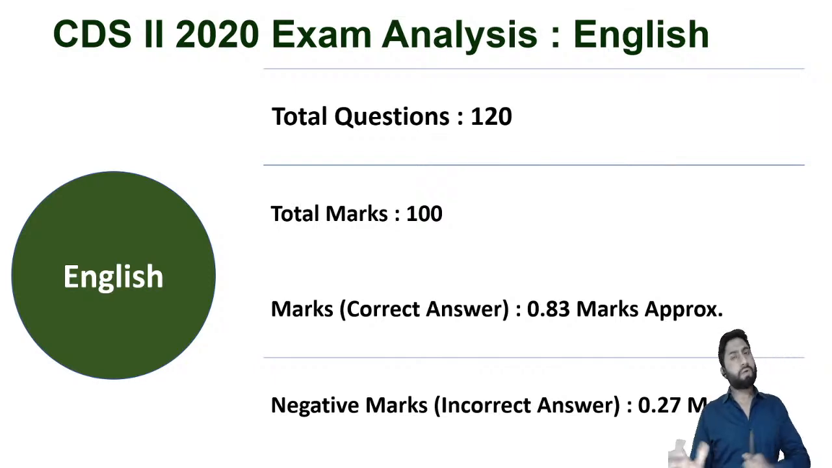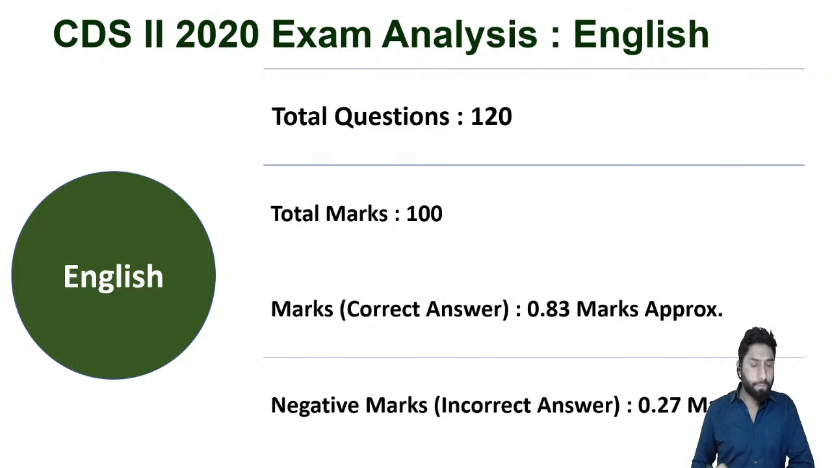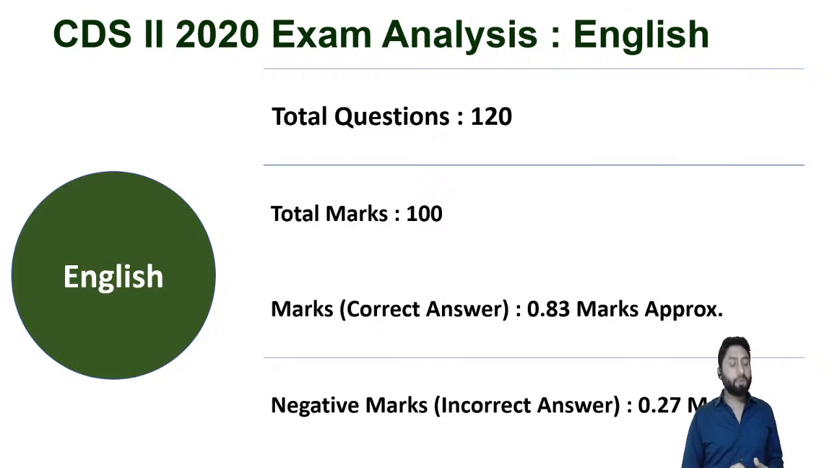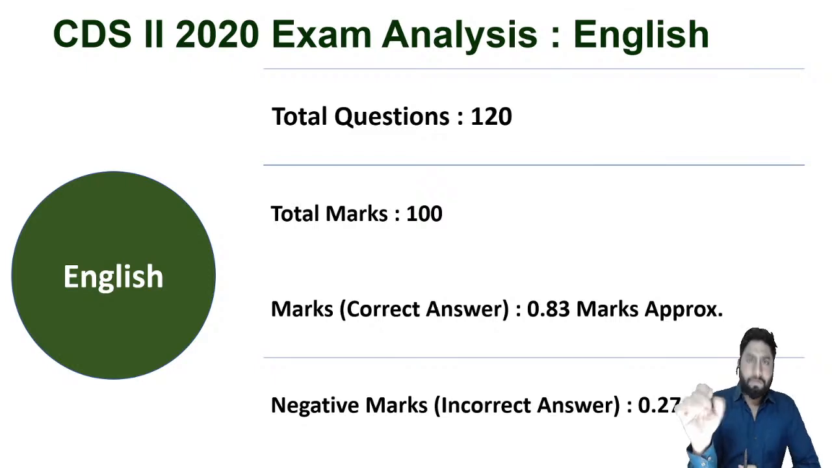There were total 120 questions, as we all know. So total questions were 120, and total marks 100, right? As you all know, if you mark one correct answer, there would be 0.83 marks approximately awarded to you. अगर एक हर इनकरेक्ट आंसर के लिए there would be negative marking of 0.27 marks, which you are pretty much aware of, right? It's on the similar line, the same thing.